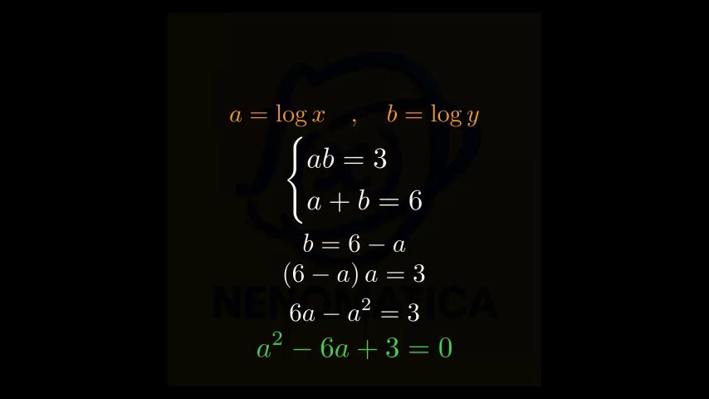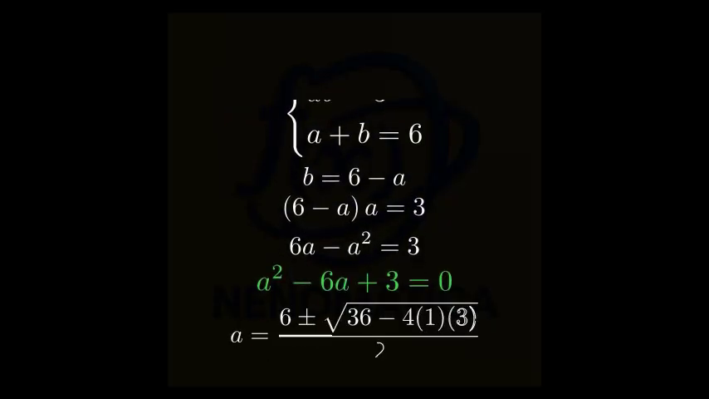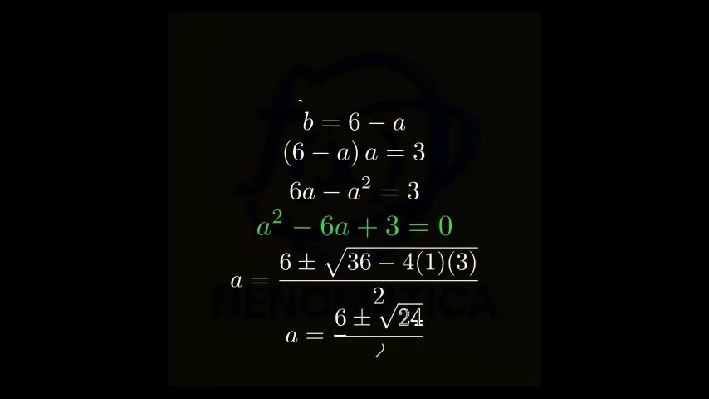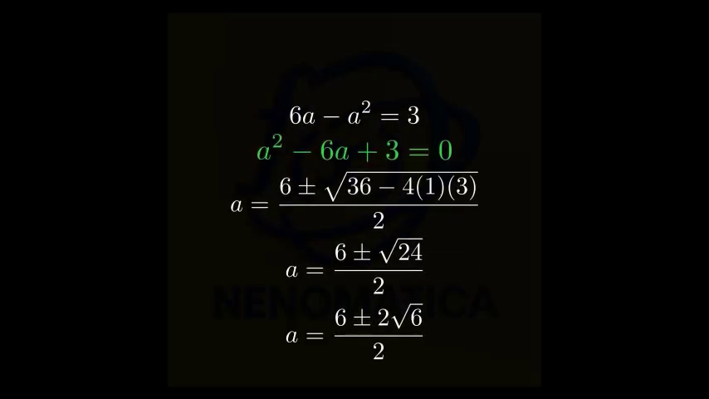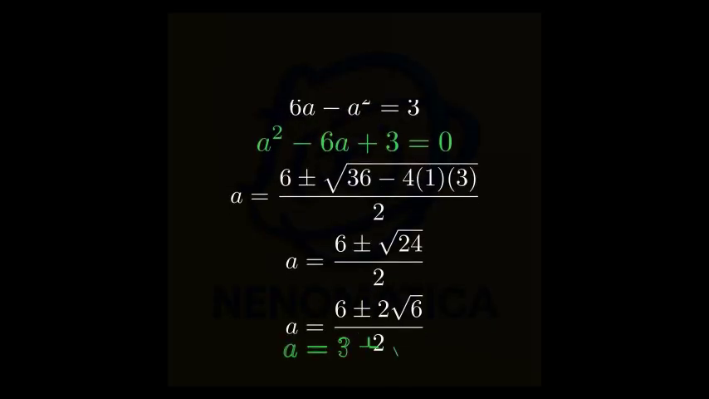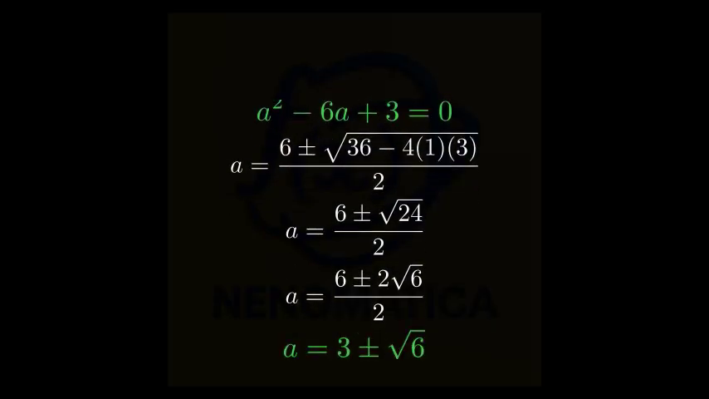Use the quadratic formula with a equals 1, b equals -6, and c equals 3. a equals 6 plus or minus the square root of 36 minus 4 times 1 times 3, all over 2. The discriminant simplifies to 24. Square root of 24 is 2 times square root of 6. Divide numerator and denominator by 2 to get a equals 3 plus or minus square root of 6. Now compute the corresponding values of b, and then back substitute to x and y.